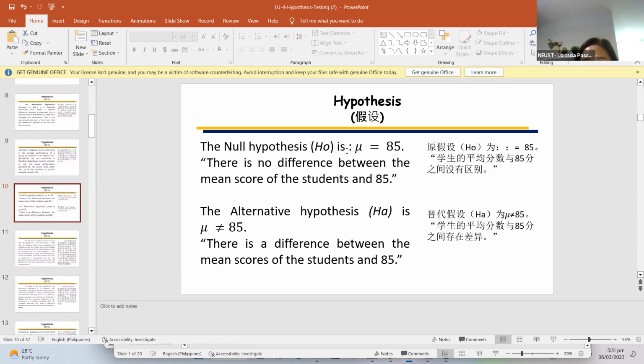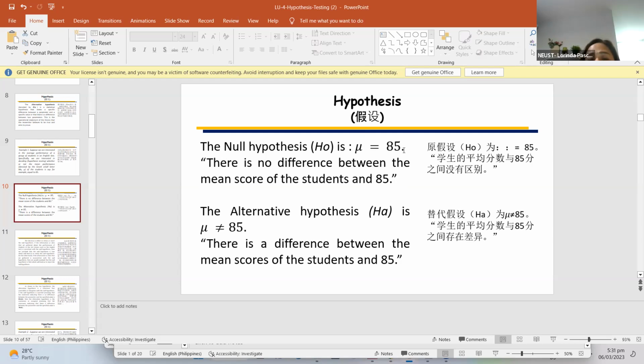Remember that the mean is symbolized by the Greek letter mu. So the null hypothesis, mu is equal to 85. By just this simple statement, we can say that there is no difference between the mean scores of the students and 85 because they are equal. So sometimes we state the null hypothesis in terms of the mathematical statement, or when we put that into words, this is the equivalent wording of this mathematical statement.